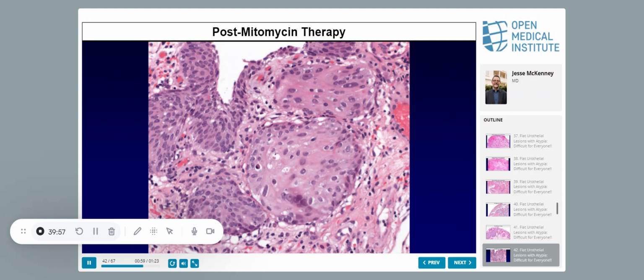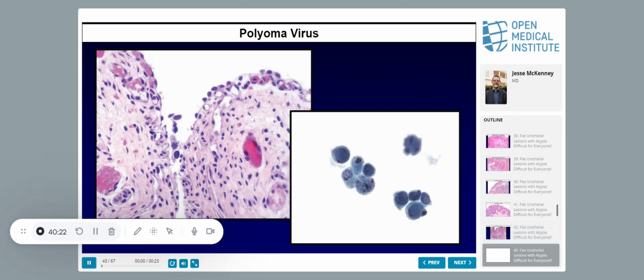Or, if you wanted to call it atypia of uncertain significance and say that you can't exclude therapy effect, that's fine. Again, for these lesions, I think there's more than one right answer. I think that'd be okay. But these are atypical. This is the hardest slide I'm going to show you. But if you're not seeing mitomycin, you don't have to worry about it.